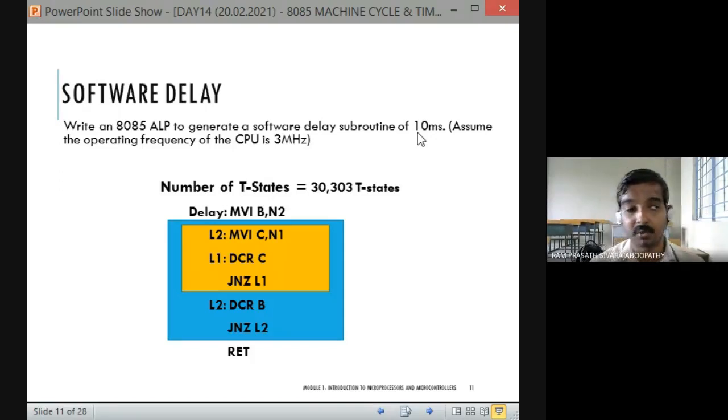Fine. So what is the difference between software delay and hardware delay? Software delay is done in the program, so no additional hardware is needed. Fine. We can write some program so that we can generate the delay timing. But this software delay is not an accurate thing. It is approximate only. Even though you calculate and put exact values, it won't generate the exact time due to wait states involved during the memory read operation or memory write operation. Something may happen. Fine. So that's all about the software delay.